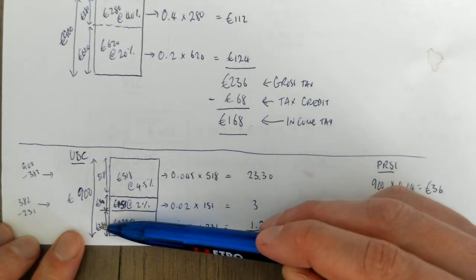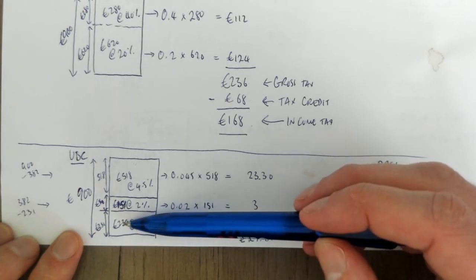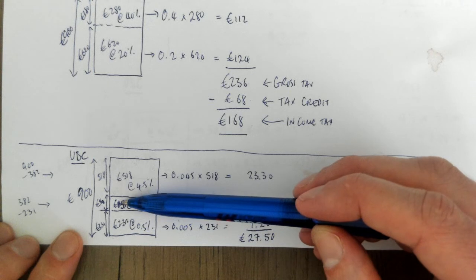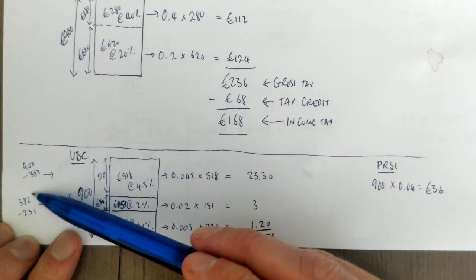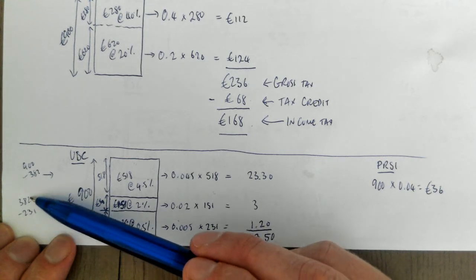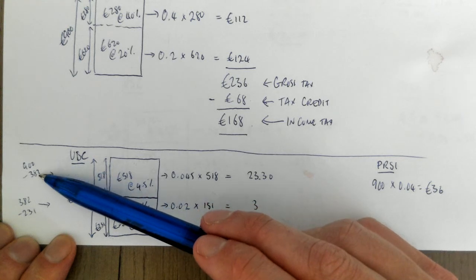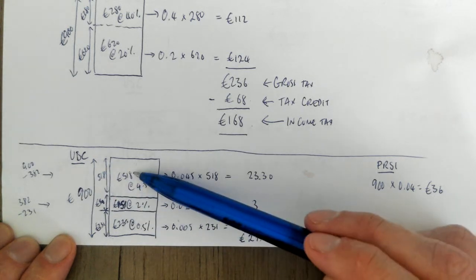Okay, sorry about the writing. 231 is the first part. This is from the table given to you in question 10. Right? 151 is here, right? That is from the table. 382 take away 231. See what my pen is? That's what's given to you in the table. They earn 900. So 900 take away 382 is 518.